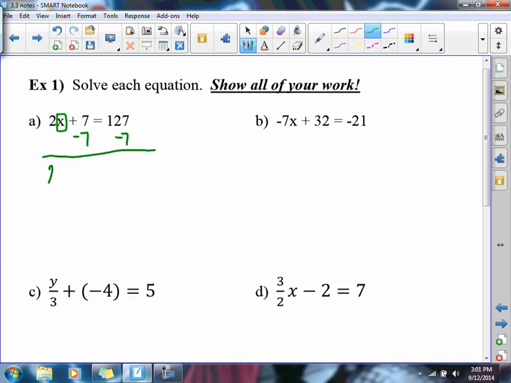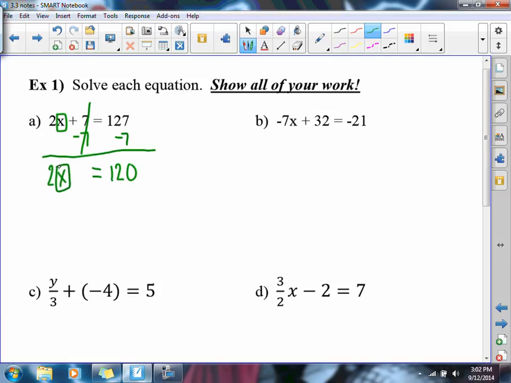So now I'm going to bring down my 2x. The 7 and the 7's cancel. And 127 minus 7 is 120. So now I've undone that first step, and now I have one step left. So this is just like what we did the day before.